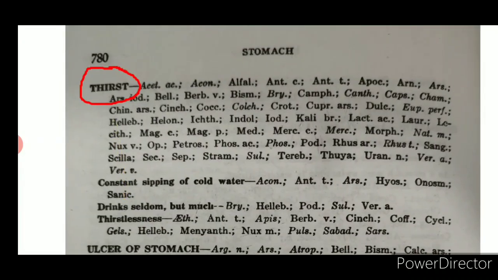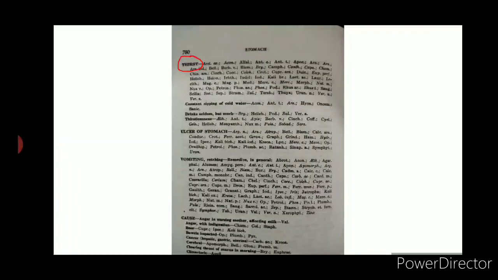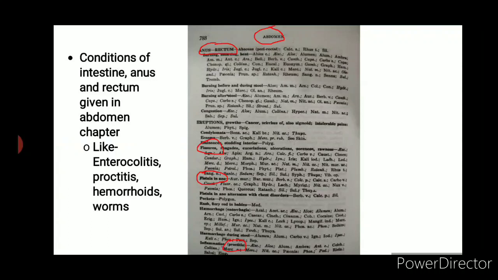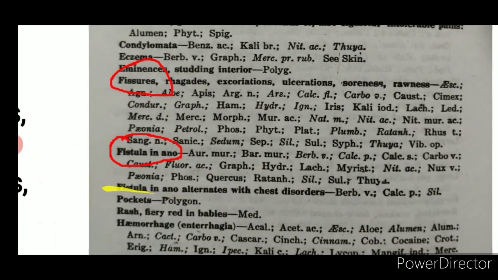In the same stomach chapter, we have a rubric of thirst. In the abdomen chapter, the conditions of intestine, anus and rectum are included in abdomen only. So there is no separate chapter of intestine or anus and rectum.